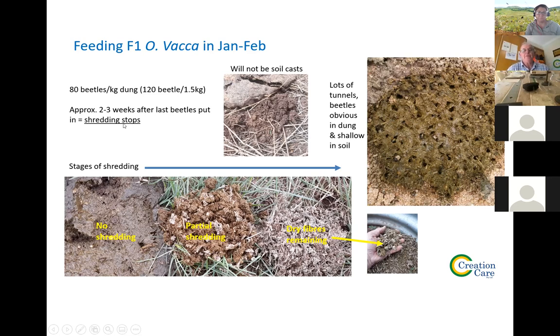So your F1 beetles, some of them might come out in the first week of January. Some might come out in the first week of February. So you have to feed until 2 to 3 weeks after the last emergence of your F1 beetles.